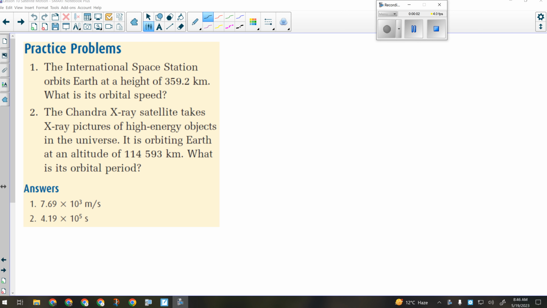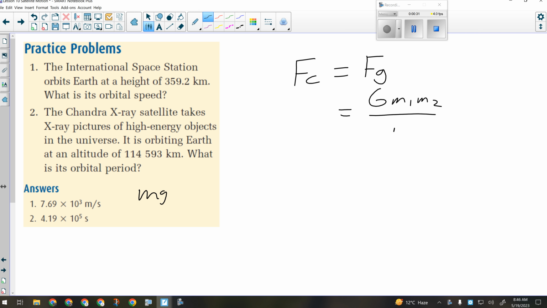So yesterday we talked about the principles of satellite motion, and that if something is going to orbit something else, the centripetal force is going to be provided by the force of gravity, okay? And not what we call little fg, but big Fg. If you hear me use those terms, little fg is m times g. Big Fg is Newton's universal law of gravitation: big G times mass 1 times mass 2 over r squared. And then obviously mv squared over r.